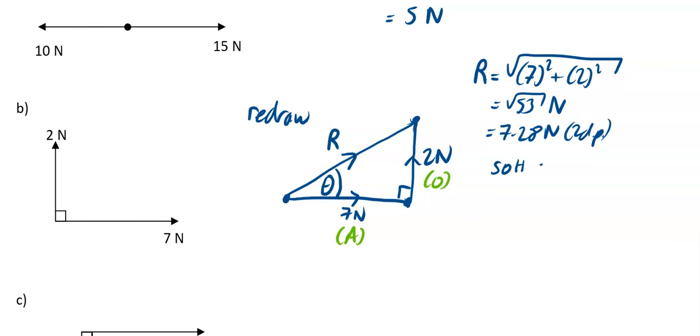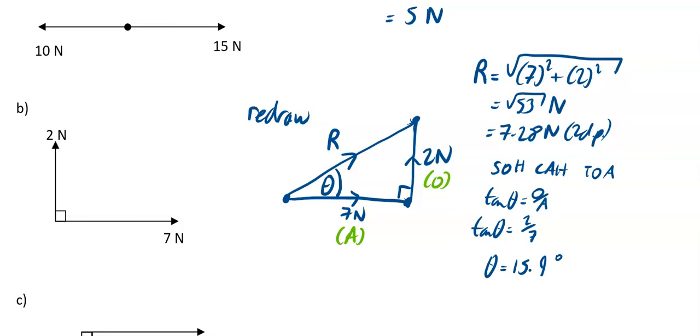So we'll just write down our SOHCAHTOA, and it's going to be tan, because tan theta is equal to opposite over adjacent, which means tan of theta is equal to 2 over 7, and then just do that in your calculator. Tan to the minus 1 of 2 divided by 7, press equals, and what I have got for my theta is 15.9 degrees, and I've gone to 1 decimal place, and that's it.